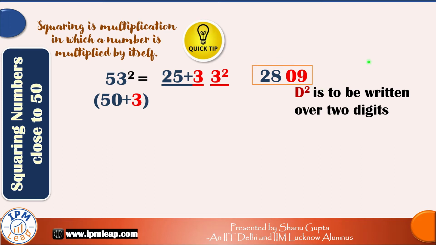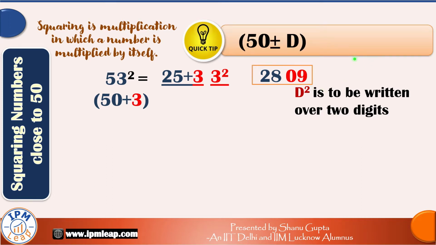Let's generalize. For calculating the square of a number close to 50, first we need to find out the difference from 50, D. Next, we write D square, which forms the last 2 digits of our answer. And for the first part of our answer, we add D to 25. Be careful, we need to add D to 25, not 50. 25 is half of 50.